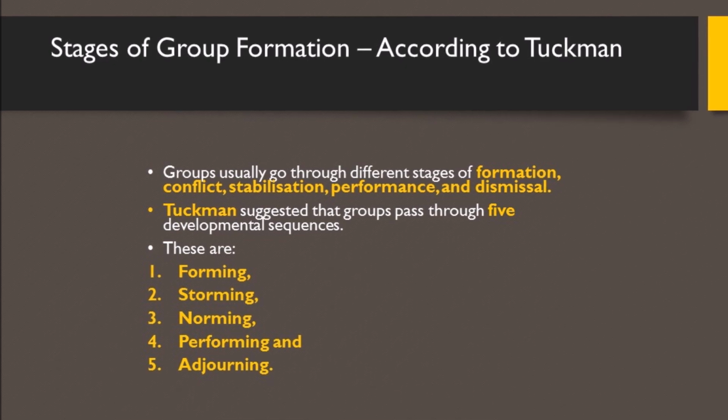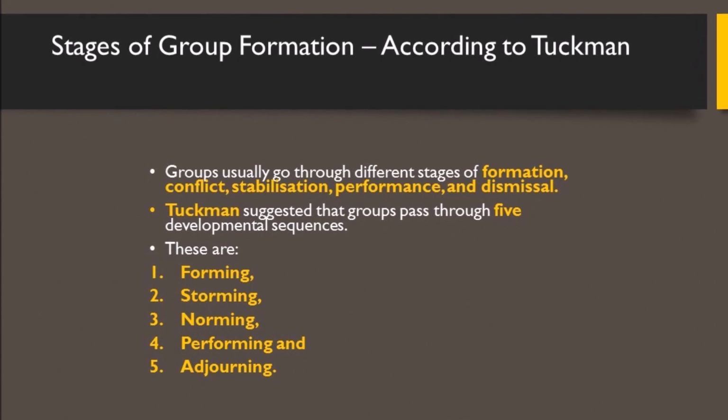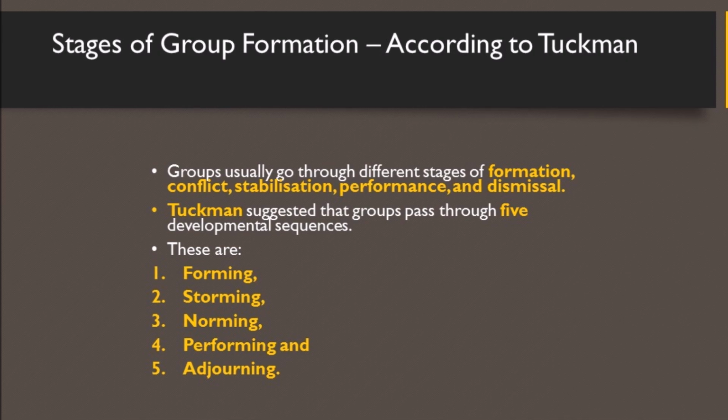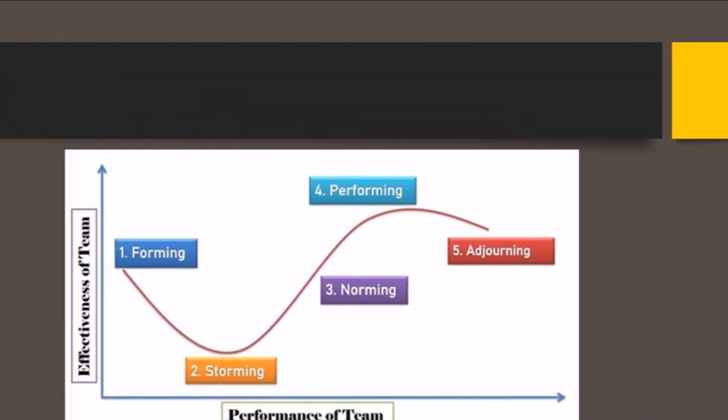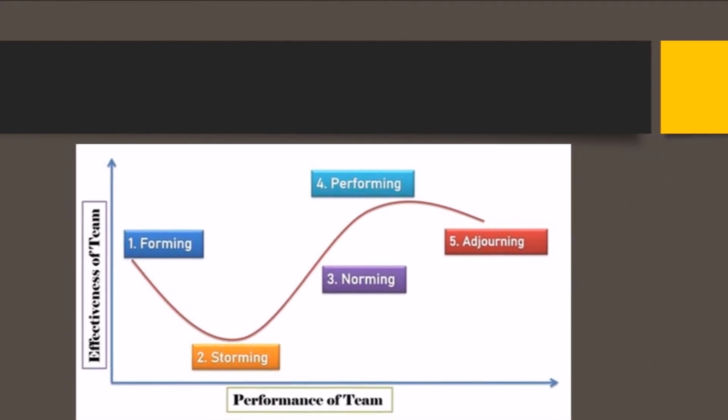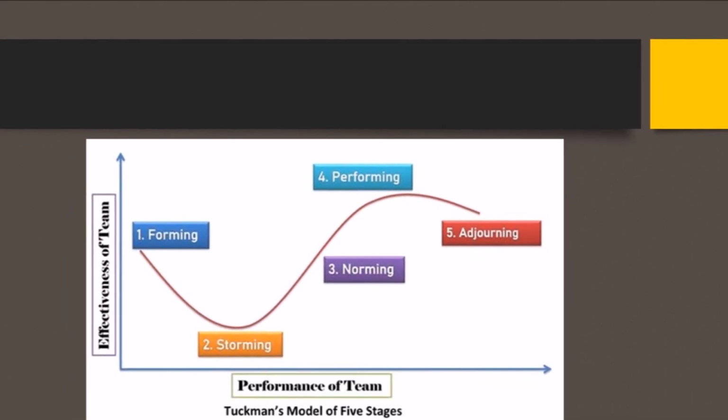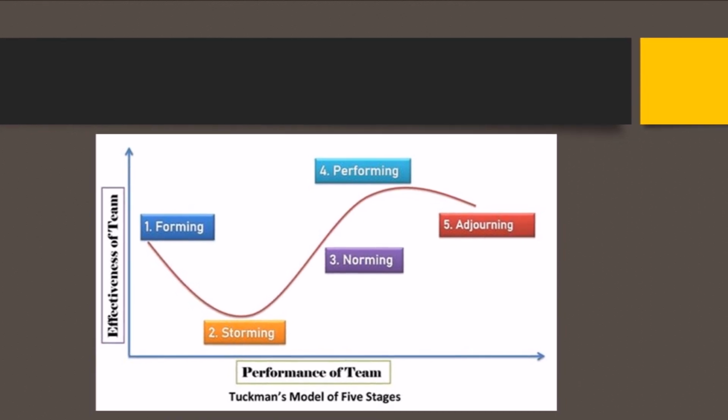Stages of group formation, according to Tuckman. Groups don't just come together randomly. They follow a pattern of development. Psychologist Bruce Tuckman identified 5 key stages that groups typically go through. These stages are forming, storming, norming, performing, and adjourning.